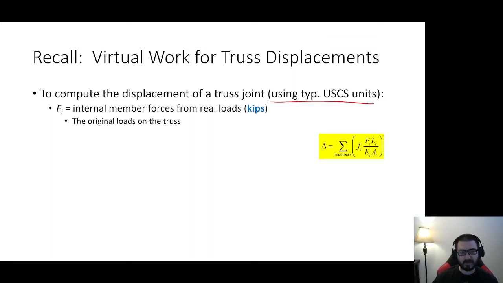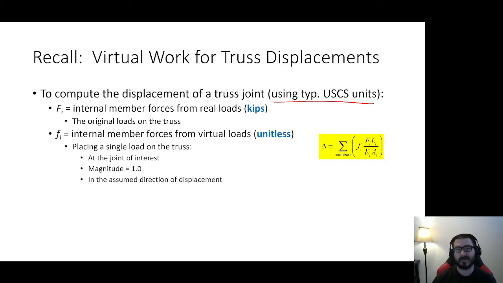First off, we have two analyses that we perform. We have a real analysis and we have a virtual analysis. The results of the real analysis are in kips, and then the results of the virtual analysis are unitless. They come from placing a single load on the structure. We place a load of 1 at the place that we're interested in computing deflections, in the assumed direction of that displacement. So remember, if we assume a direction and we get a positive answer, it means our assumption is correct. If we get a negative answer, we just flip the direction.